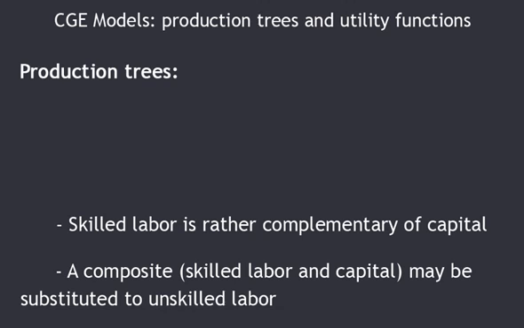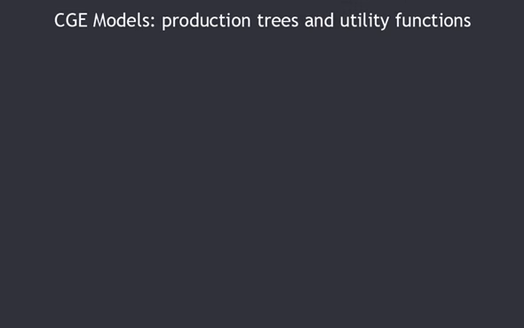So in fact, to be more precise, when we replace workers with machines, we are in fact substituting a composite factor, which is the addition of skilled labor and capital, for unskilled labor. This is what we are going to include in this new representation of production. So here is the new production tree. This is the new representation of production in our model.